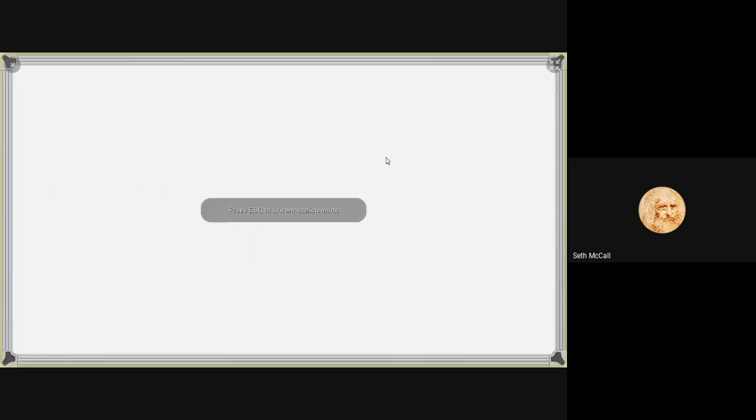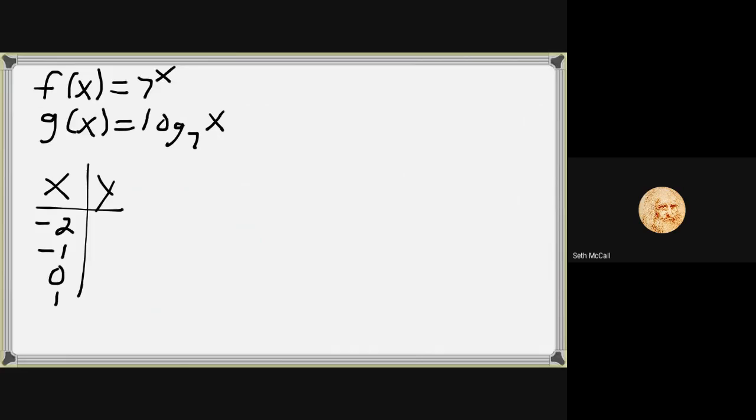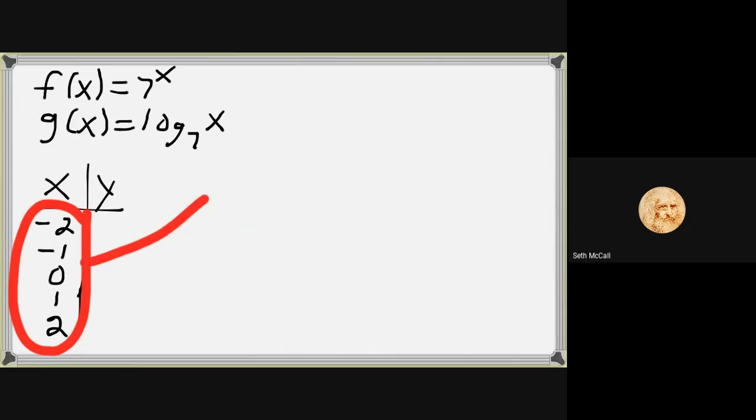So I'm going to get a blank sheet here for you. The first one was f of x equals 7 to the x. And then the other one was g of x equals log base 7 of x. So what we're going to do is make an xy chart. We're going to do -2, -1, 0, 1, and 2. And we're going to take all of these x's, and I'm going to just circle these real quick. They're all going to go right in there for the x value, and we're going to come up with an output value.